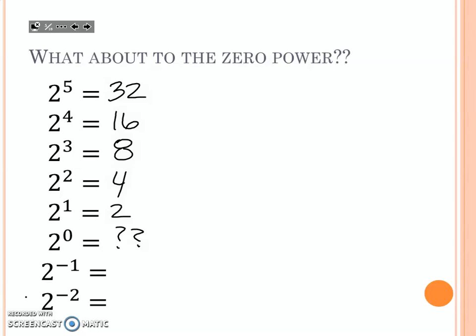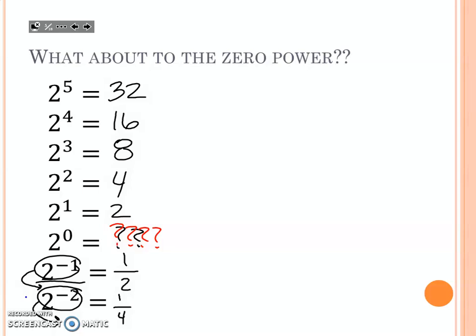We do know, though, that 2 to the negative 1 moves to the bottom, so that becomes a 1 over 2 to the first power, which would just be 2. So it becomes a 1/2. 2 to the negative 2 moves to the bottom, so that becomes a 1 over 2 squared. Well, 2 squared is just 4, so it's 1/4. Okay, so this is our pattern. This is what we've had. So what does it mean when we have something to the 0 power? Pause the video, see if you guys can figure out what the pattern is between these numbers.